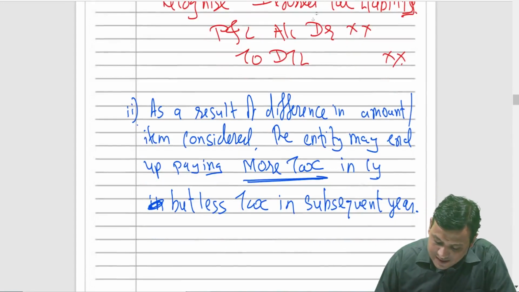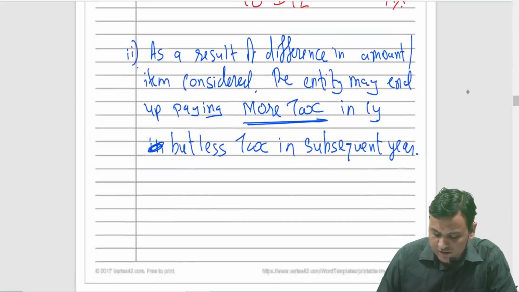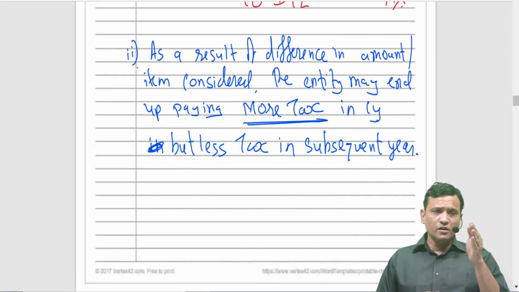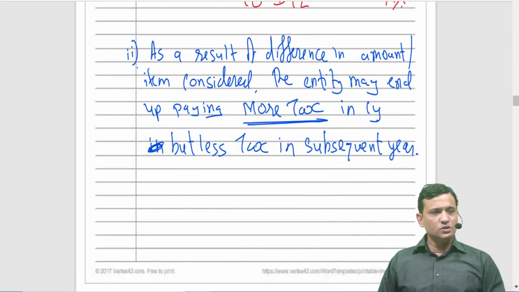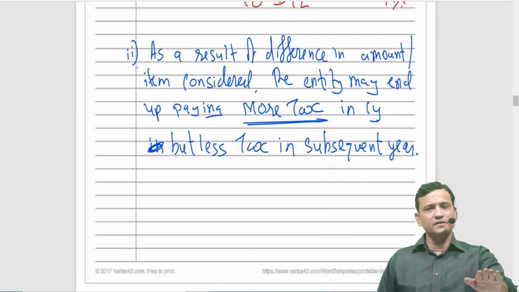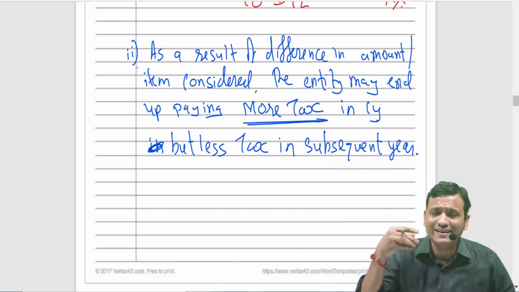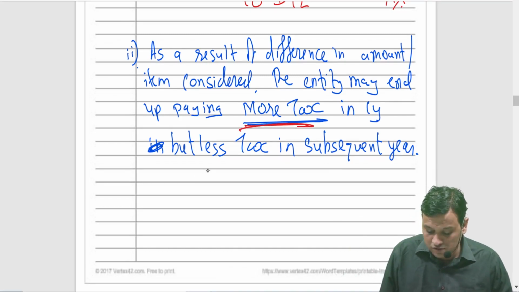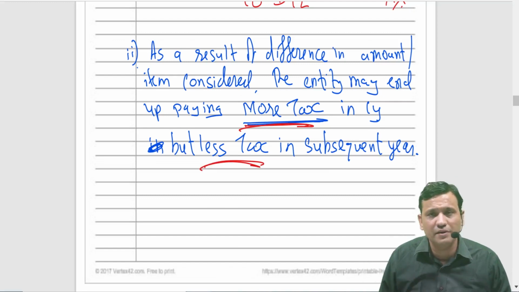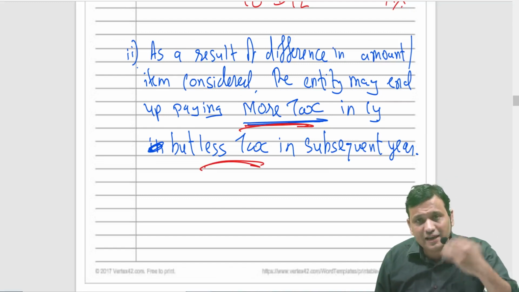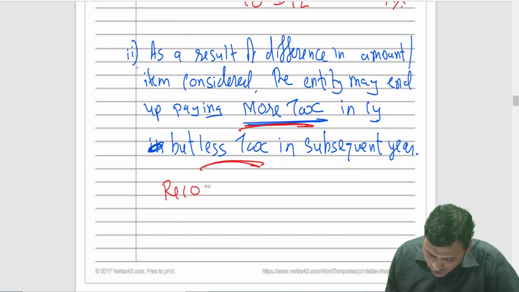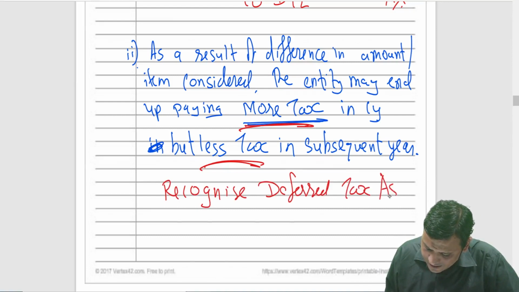Say I take up the reverse scenario of my previous example: I purchased an asset for 100. Income tax people will give me depreciation of only 20, whereas for accounts purposes I am considering the whole 100. So in accounts 100 is the expense, and in tax it is only 20. Don't you think my taxable income will be more? If taxable income is more, I pay more tax. But of course, today it is more tax. In subsequent years, what will happen? I will not charge depreciation, but tax people will still give me depreciation of 20, 20, 20. It means I will pay less tax in subsequent years. The standard says, recognize deferred tax asset, DTA.